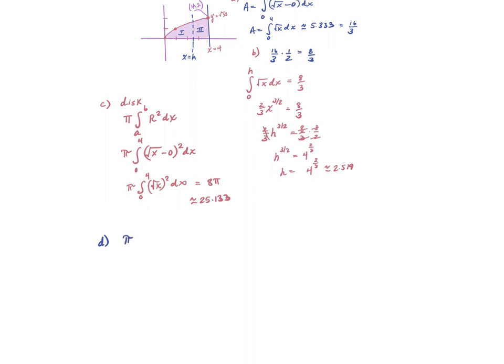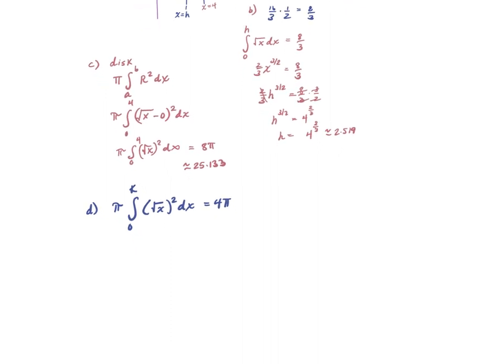Now we're talking about x equals k, so we'll say 0 to k, and then it's going to be root x, squared, dx, and we want that to be equal to 4 pi, right? Because we want it to be two equal parts. This is one of the parts. Okay, and then again, I'm just going to go ahead and solve this.